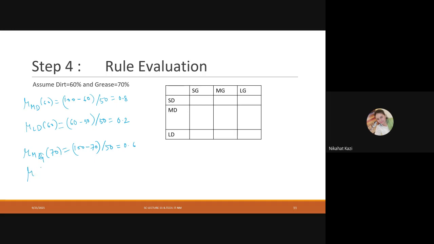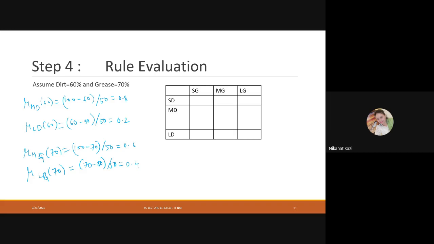Then large grease. Large grease of 70 is nothing but 70 minus 50 divided by 50. And what is that? 0.4, right? So these are the values that you get. So you have got the fuzzy values of 0.8, 0.2, 0.6 and 0.4.